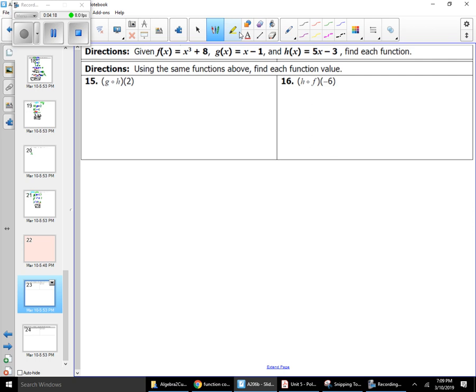So let's take a look at 15. I will let g be blue, and we'll let h be green. And we are going to use that definition. What does g of h mean? Well, it means I'm taking g and substituting h of, oh, now there's a value. It's not just an x. Now I'm substituting h of 2 into g. So keep in mind we're plugging in values now, actual numbers. h of 2 is a number. It's no longer a function.